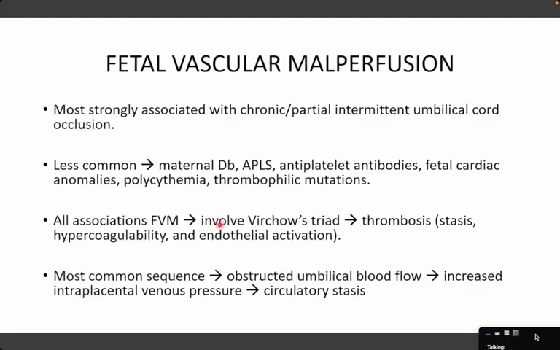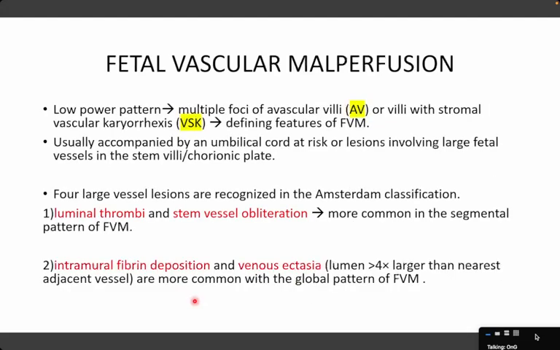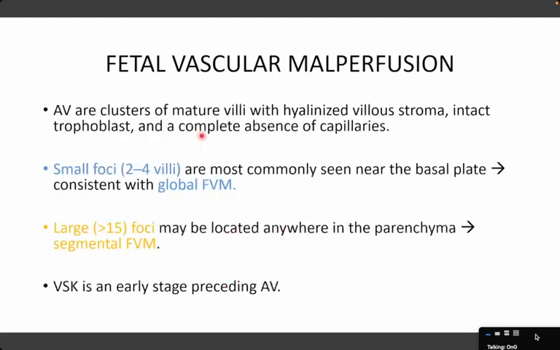mutations. All associations of fetal vascular malperfusion, which is different to maternal vascular malperfusion, involve Virchow's triad, which leads to thrombosis. The most common sequence is obstructed umbilical flow, which leads to increased intraplacental venous pressure and circulatory stasis within the placenta. What do we see in fetal vascular malperfusion? When we look at slides, what we look for is multiple foci of avascular villi, or villi with vascular stromal karyorrhexis. These are the defining features of fetal vascular malperfusion.